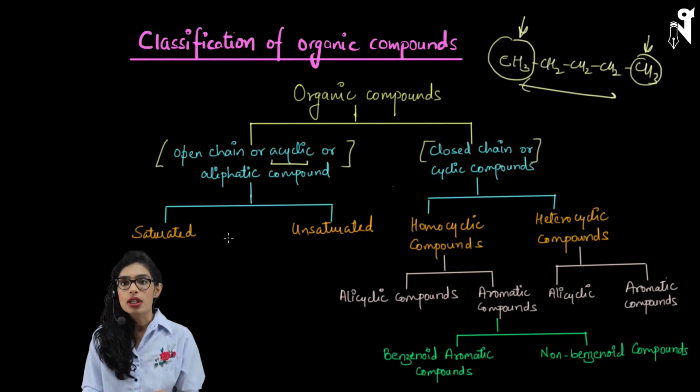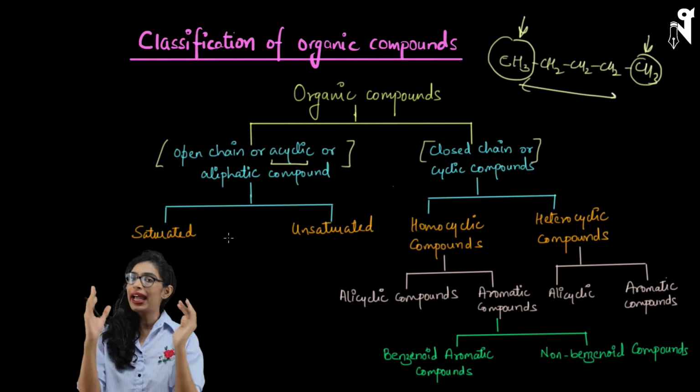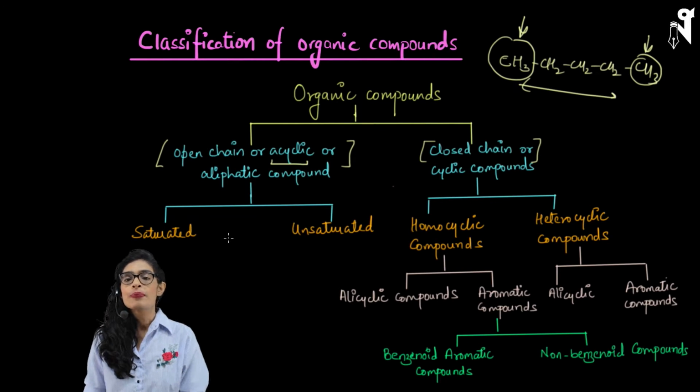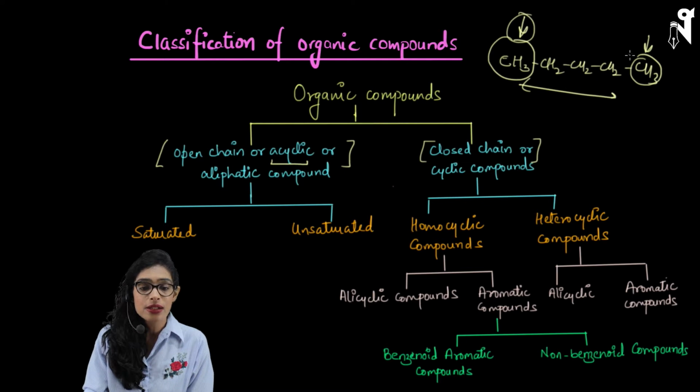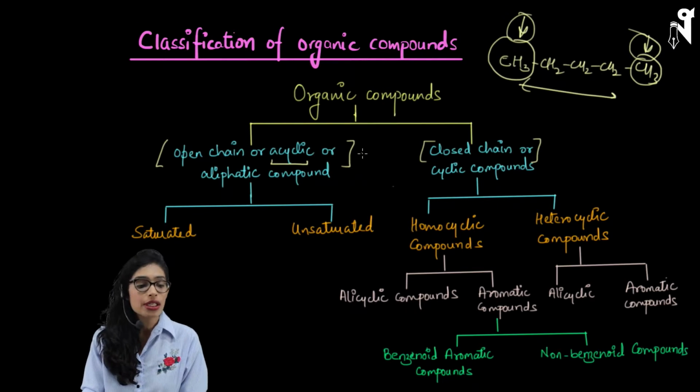All these terms are mandatory to know, because when the question is asked, they can use any term and you should be able to interpret it, you should be able to understand what they are talking about. So open chain, which has two separate ends, one starting end and another terminating end.